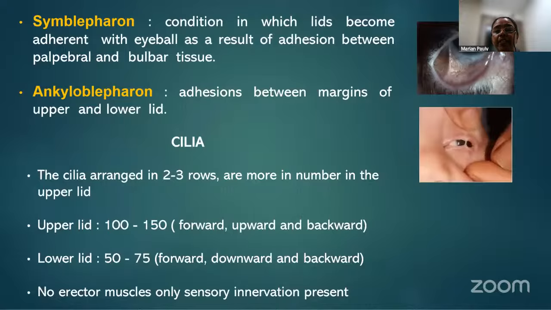Symplepharon is a condition in which the eyelid is adherent to the eyeball as a result of adhesion between the palpebral and the bulbar conjunctiva. Ankyloblepharon is a condition where there are adhesions between the margins of upper and lower eyelid.